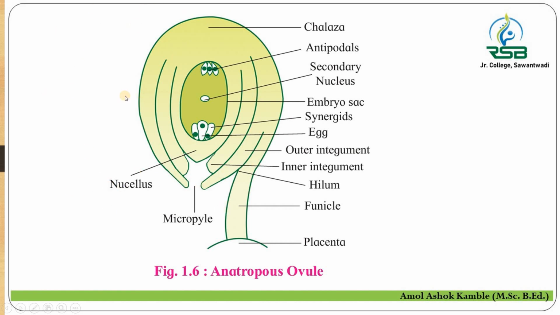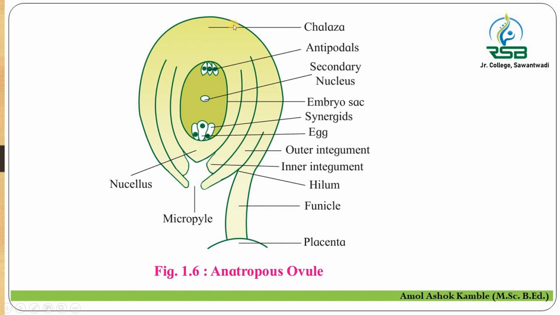आता यामध्ये 2 मेन पार्ट्स कोणते आहेत? तर एक असतो तो स्टॉक आहे. पहिला जो आहे तो स्टॉक आहे आणि दुसरा जो हा इथे ओव्हल एरिया दिसतो, हा जो ओव्हल एरिया दिसतो की ज्या स्टॉक वरती जो प्रेझेंट आहे त्याला बोललं जातं बॉडी. So stalk and body, there are 2 major parts in the anatropous ovule.